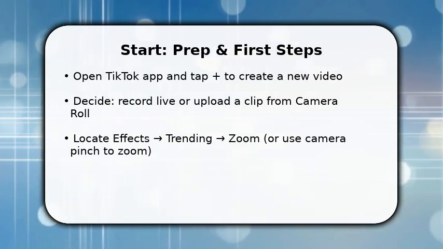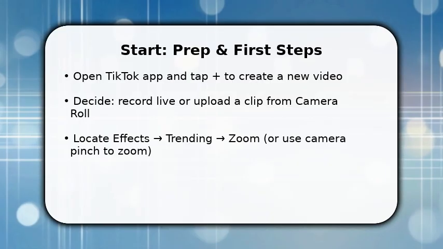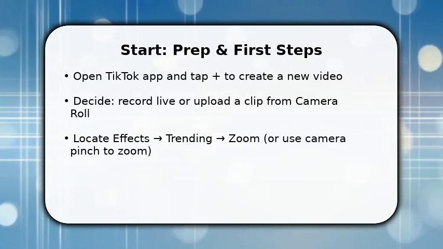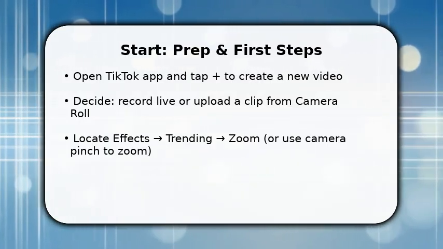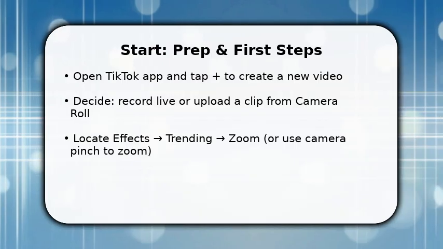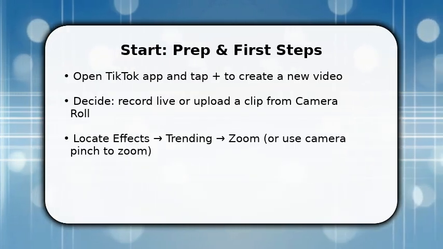If you prefer manual control, press record and use a 2-finger pinch while filming to zoom. This gives natural speed control. Make sure audio is set and lighting is steady so the zoom looks crisp and intentional.